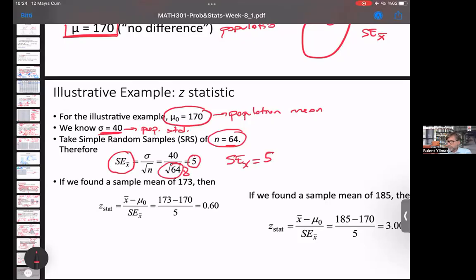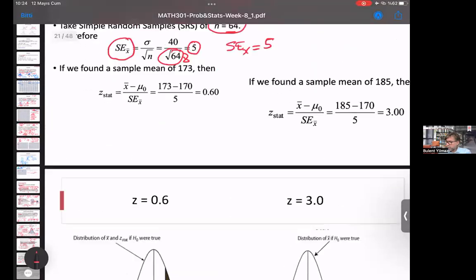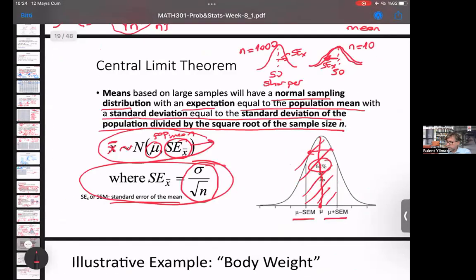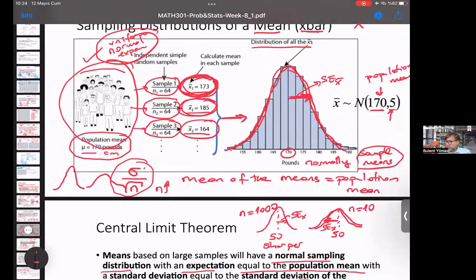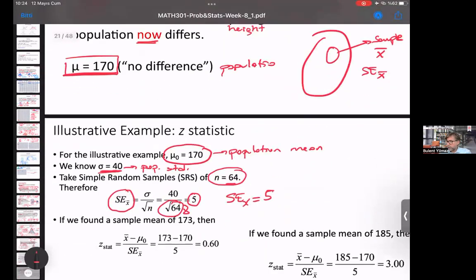Now, for example, I took a sample like this one, and I found 173 is the mean height of that sample. I took another sample, I found the mean height of that 64 people being 185 centimeters. So I will now work on these two values.